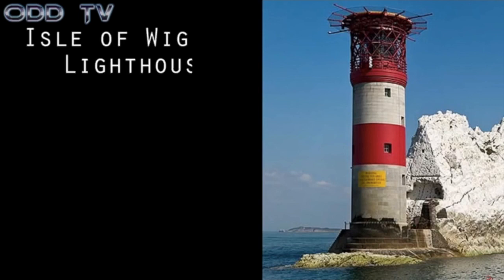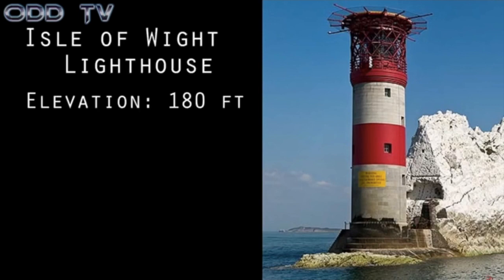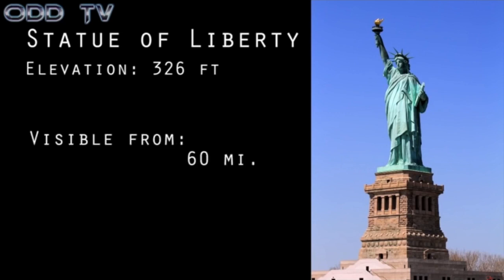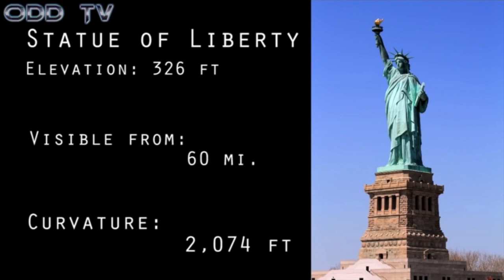Lighthouses are one great example. The Isle of Wight Lighthouse in England is 180 feet high and can be seen up to 42 miles away, a distance at which modern astronomers say the light should fall 996 feet below the line of sight. Why can you still see it? Another one worth mentioning that people will be familiar with is the Statue of Liberty. It stands 326 feet above sea level, and on a clear day can be seen as far as 60 miles away. Now, if the Earth was a globe at the dimensions that they give us, that would put Lady Liberty at an impossible 2,074 feet below the horizon.